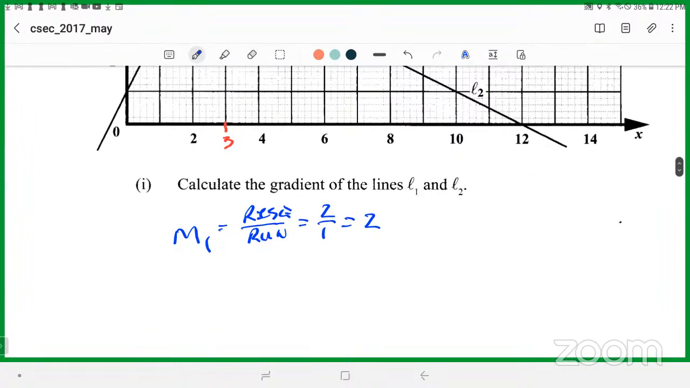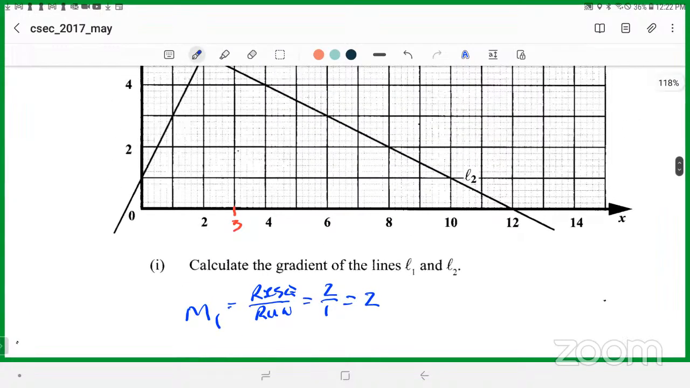Then the gradient of line 2 now. We're going to come on line 2 and use any 2 points. Again, I'm just going to choose any 2 points on it, so for example, here and here. I'm going from left to right. Starting from here, I'm going to have to come down. It's a negative rise, so that's a negative 1 rise. And then I have to run 2 units. That's a 2 units run. So this is my rise this time, and this is my run between those 2 points.